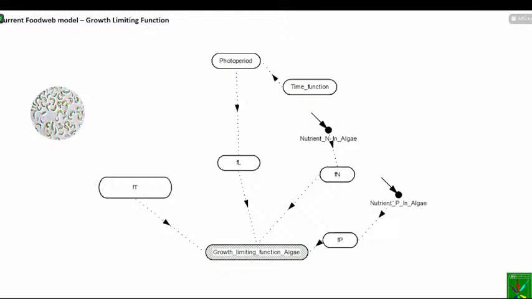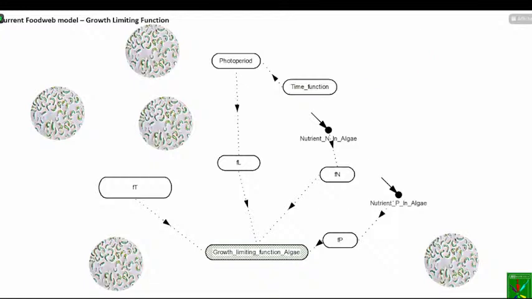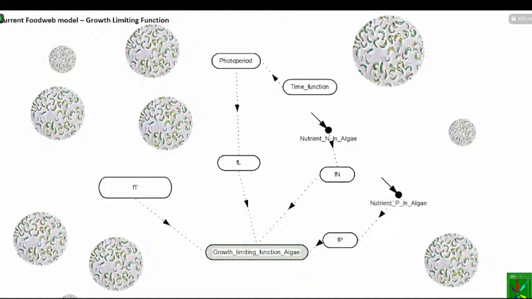So when I double click on this function, this is what shows up. The time function and photoperiod are what I talked about before. These are the controlled conditions of our experiments. And then for each species, we have a temperature function, a light function, and the nutrients, nitrogen and phosphate. If everything goes well, then your population starts to grow. If it doesn't go well, if the optimal values for the growth limiting function are not reached, then it actually decreases.